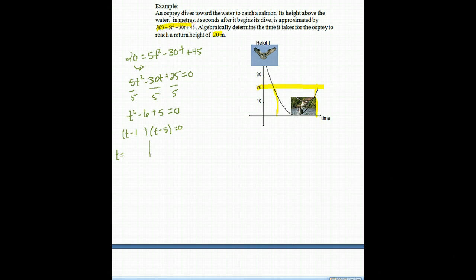And there are 2 times when you get a height of 20 meters. At 1 second and at 5 seconds. So the time it takes to return to a height of 20 meters is 5 seconds. So it will take 5 seconds.